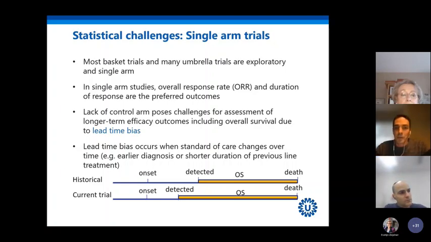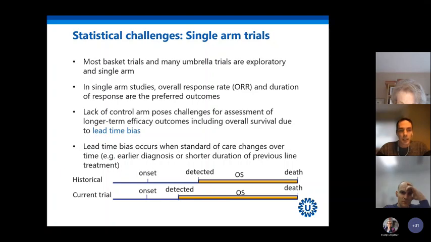But to have an assessment of the longer term efficacy is quite difficult in these settings, especially when you look at overall survival or the time to event endpoints. Because there can be something that we call lead time bias, and that occurs when the standard of care changes over time. That specifically holds for studies that have a longer period of accrual, or when you compare to studies with historical controls that are not the most recent.